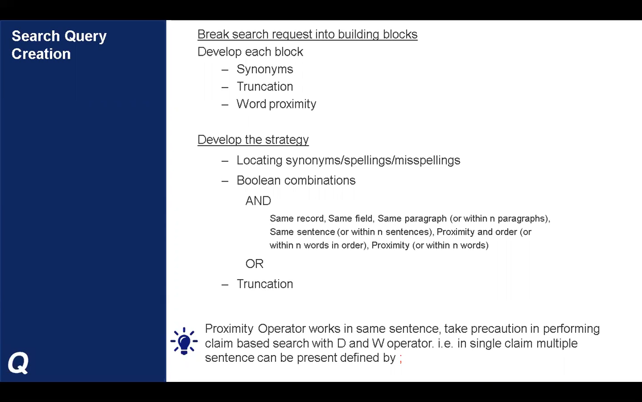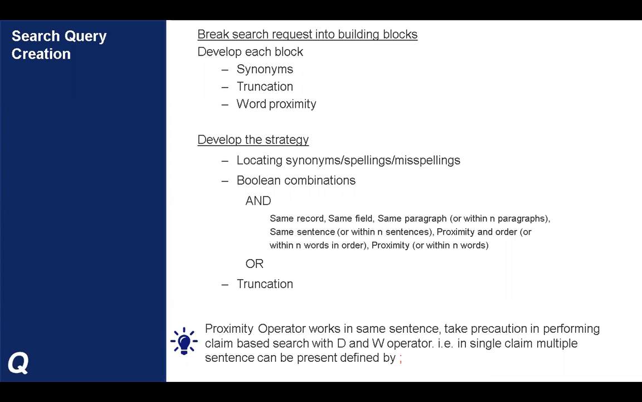As we are searching in claims, you have to look for a pro tip in Orbit Intelligence. Proximity operators are working only in the same sentence. So you have to take a precaution that when you are doing a claim-based search, be advised that if you are using a proximity operator, it can have some specific results. For an example, in a single claim for a US patent, it can be defined by a semicolon.